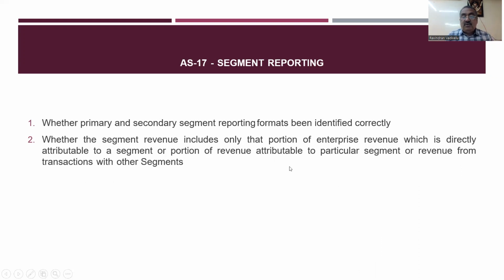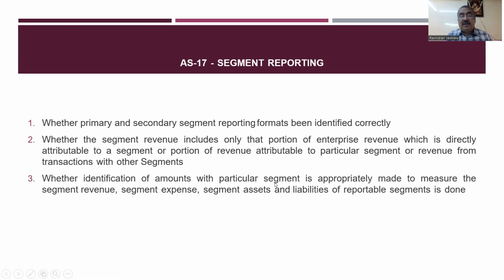Whether the segment revenue... suppose there is a particular segment, say a furniture segment, the loan is sanctioned, and another segment is steel, it is sanctioned. So for each and every segment you have to arrive at the revenue, the expenditure, then the profit. So whether the segment revenue includes only that portion of the enterprise revenue which is directly attributable to the segment, or revenue from transactions with other segments, and whether the identification of amounts for a particular segment is appropriately made to measure the segment revenue.